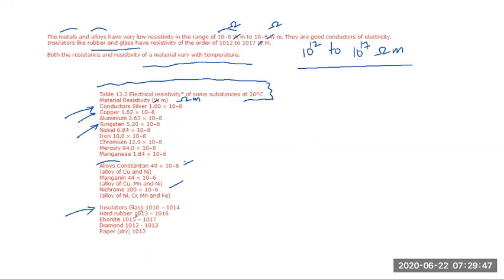But if you talk about insulators, the resistivity is very high. This is 10 raised to power 10 to 10 raised to power 14. If we talk about diamond, resistivity is 10 raised to power 12 to 10 raised to power 13 ohm meter. The resistivity is given. Fine. You got a rough idea about resistivity.